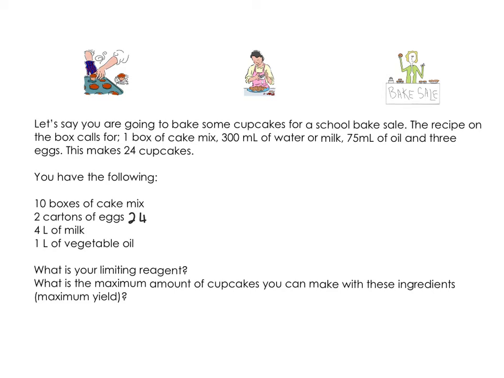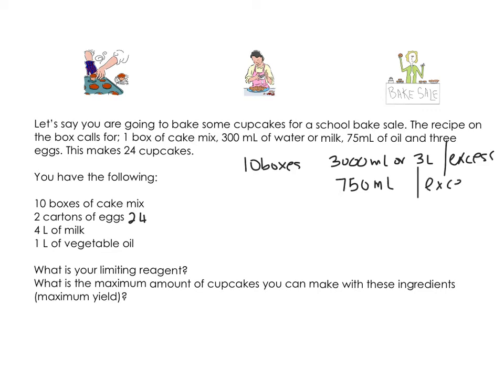So what is your limiting reagent? So if I have 10 boxes, what am I going to run out of first? So 300 milliliters of water or milk, that's per box, so 10 boxes I would need 3,000 milliliters or 3 liters. And I have 4 liters, so I've got more than enough milk. It's in excess. 75 milliliters of oil, so that's per box, so 10 boxes would need 750 milliliters, which is less than 1 liter, so that is also in excess.